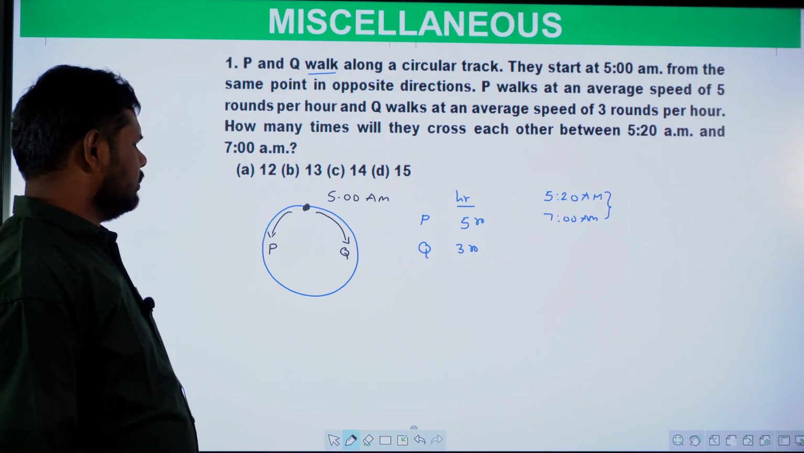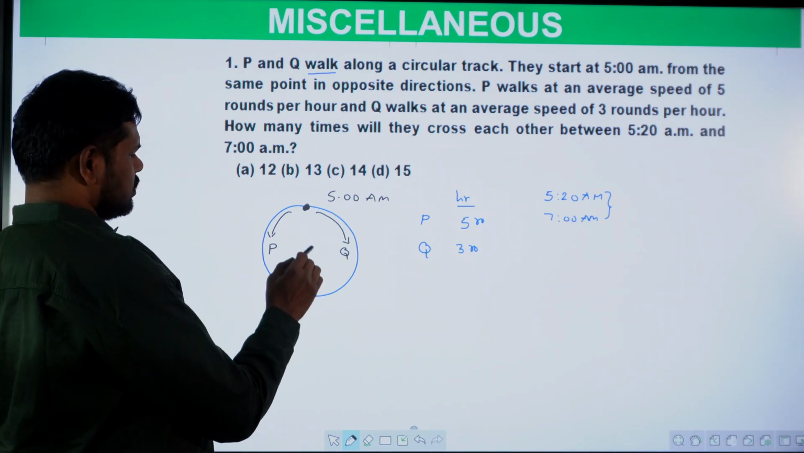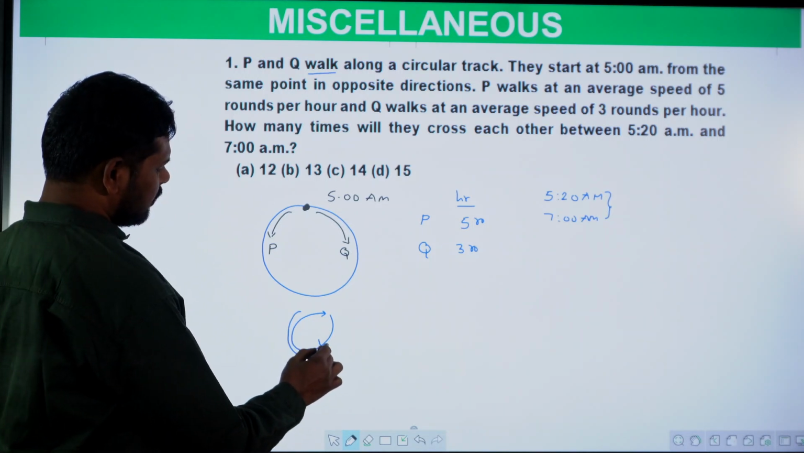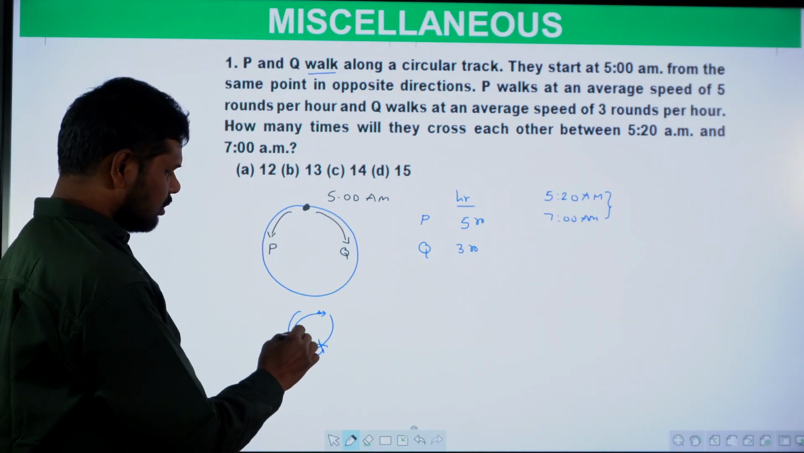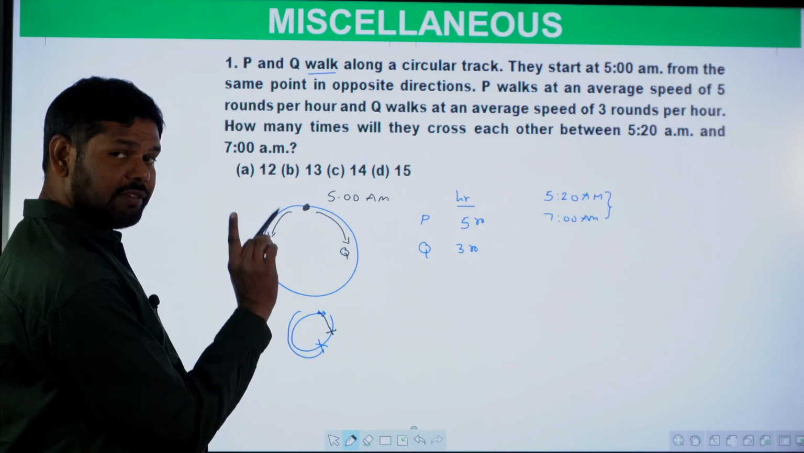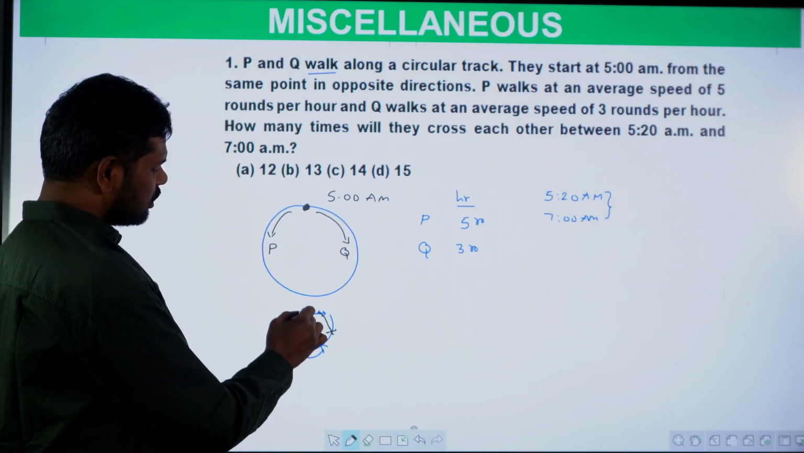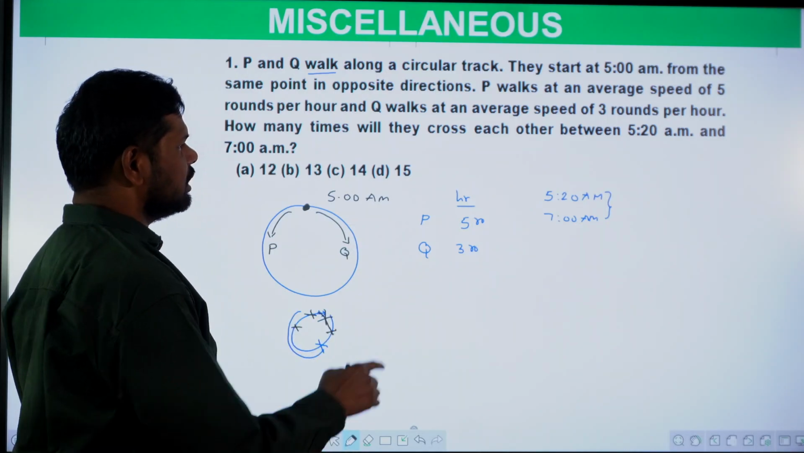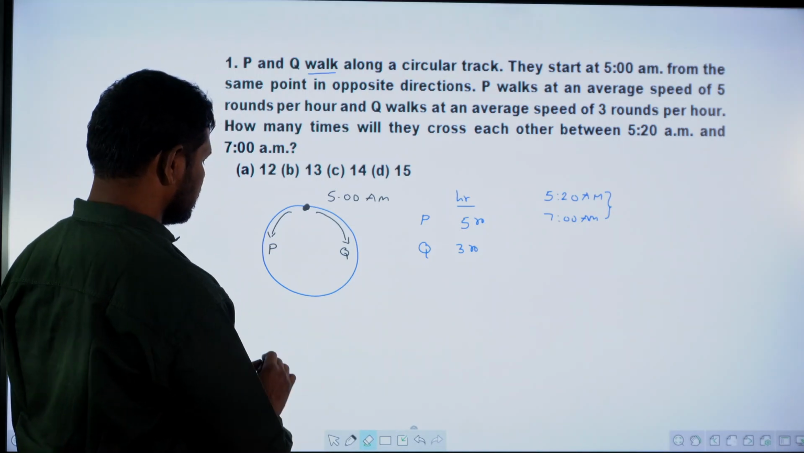Suppose in exactly 1 hour, P starts from here and completes one round, ending here. Q starts from here and goes somewhere, where P crosses him and reaches the starting point. In the second round, P starts again, but Q is only somewhere here. Q did not finish even a single round, but P crosses him a second time. Similarly a third time, fourth time, fifth time, and the rounds continue. How many times between 5:20 and 7 a.m. do both cross each other? That is the actual question.